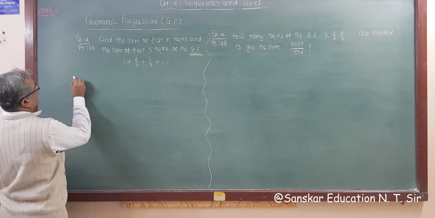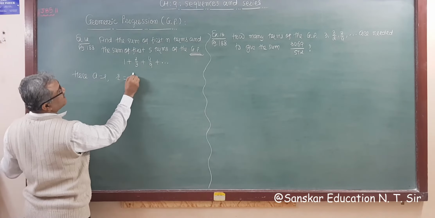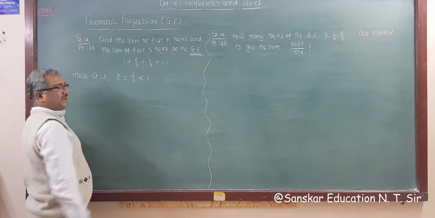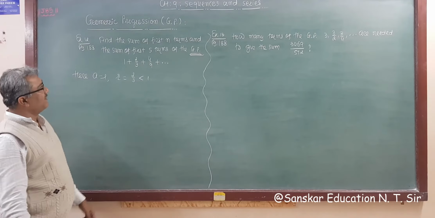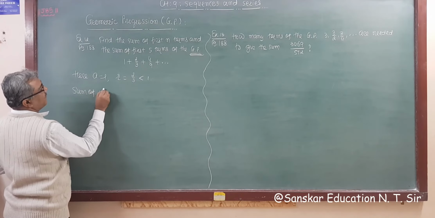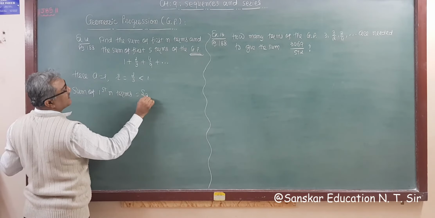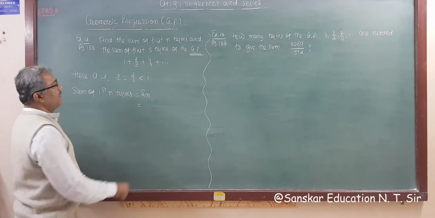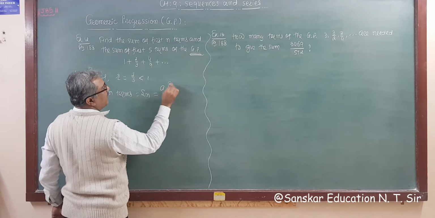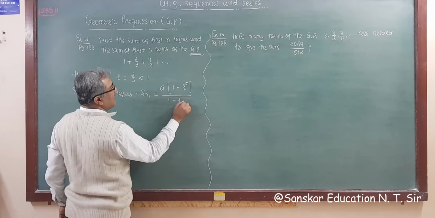So for the GP here, what is given? Here a is 1 and the common ratio r is 2 by 3 upon 1, which is 2 by 3. So this is less than 1, right? So the sum of the first n terms, that is Sn, the formula is Sn is equal to a into 1 minus r raised to n whole upon 1 minus r.